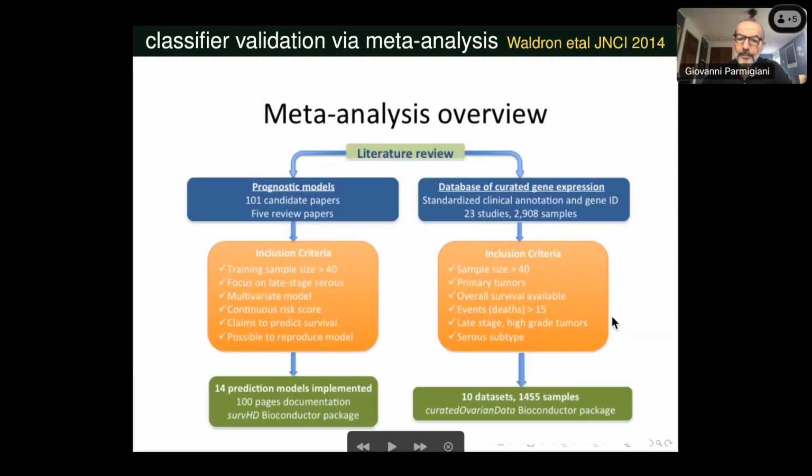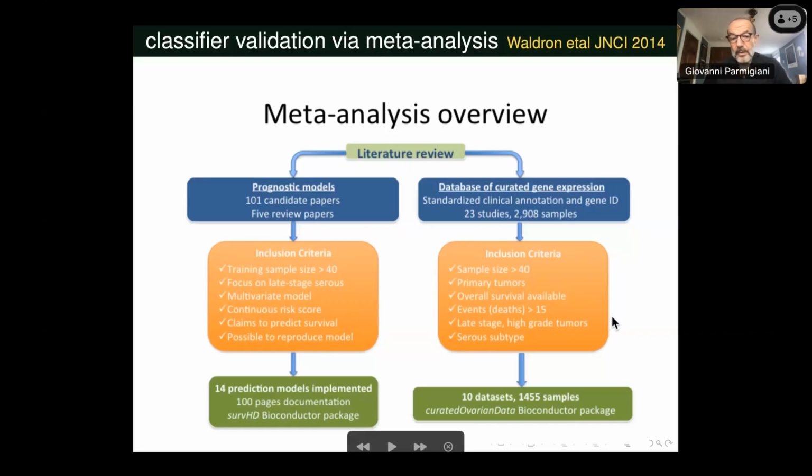So the starting point of this is about 10 years ago, and it is a meta-analysis that we did to try to evaluate, based on all the evidence available in the literature, the quality of prognostic models for ovarian cancer survival based on gene expression. And we did this sort of parallel slalom type of approach where we did two literature reviews in parallel: on the prognostic models that had been published and on the curated databases that were suitable for the evaluation of these models.